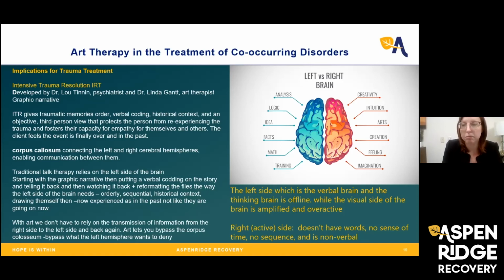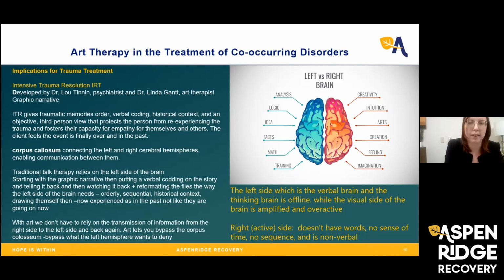At the same time, the right side is what's overactive, and that's the creativity and the images and things like that. So when the verbal side of our brain is not dominant during the trauma, that's why flashbacks and nightmares are visual. And it makes it difficult to access trauma verbally because the verbal centers of your brain were shut down. So art allows us to access trauma in the visual side of the brain, which was what was online.